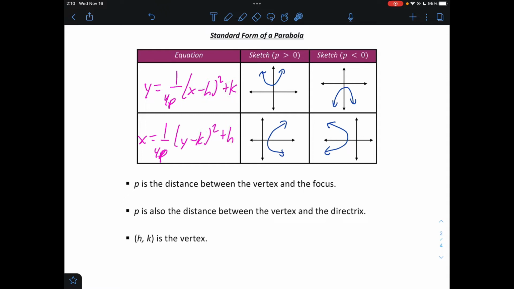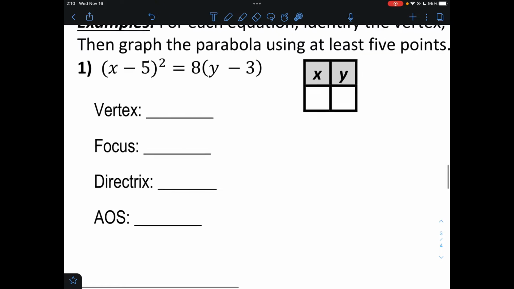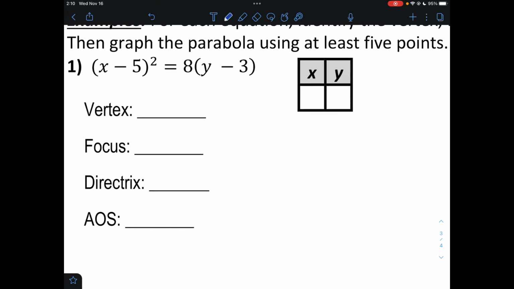All right, let's take a look at a couple examples. Identify the vertex, focus, directrix, axis of symmetry, and then graph using at least 5 points. So first off, this is an x squared, so I'm going to solve this for y by dividing by 8 and adding the 3 over. Now if you need to do that in a couple steps, by all means do so. But if you can do it in one step like this, that's great.